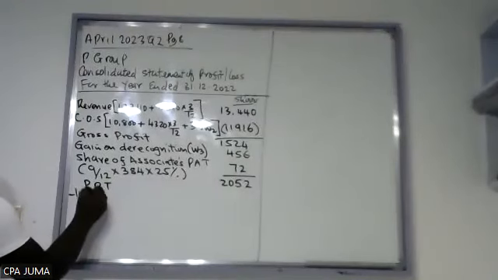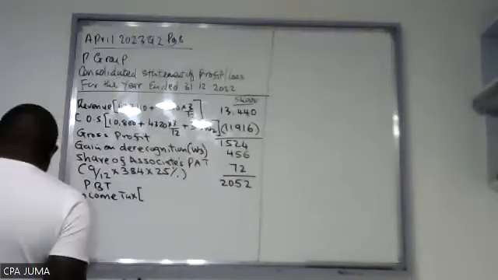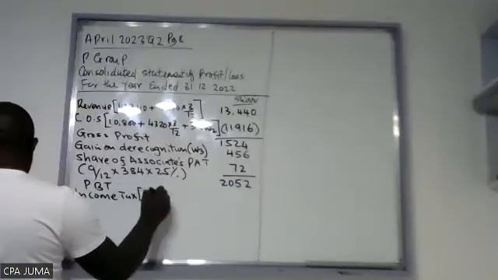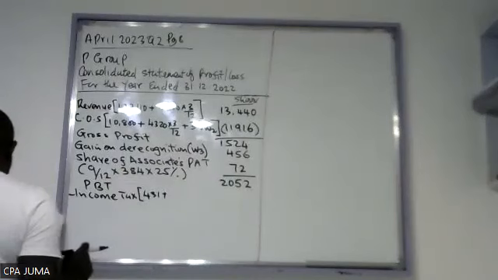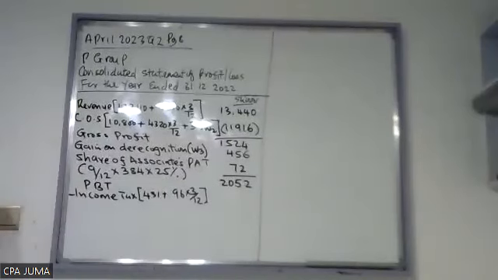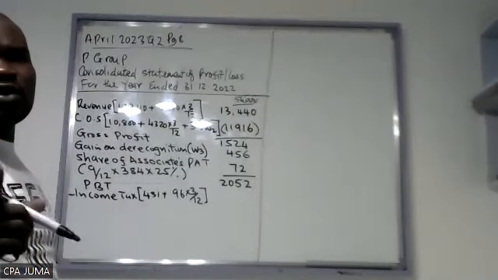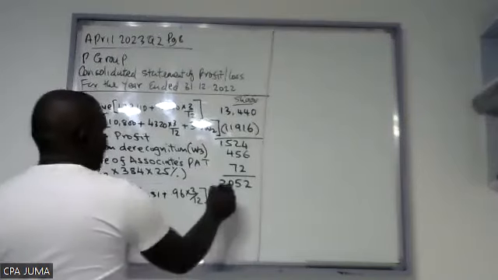2,052. Income tax, you add. So income tax will be 431 plus 96 for 3 months. 96 times 0.25 plus 431. What do you get? 456.